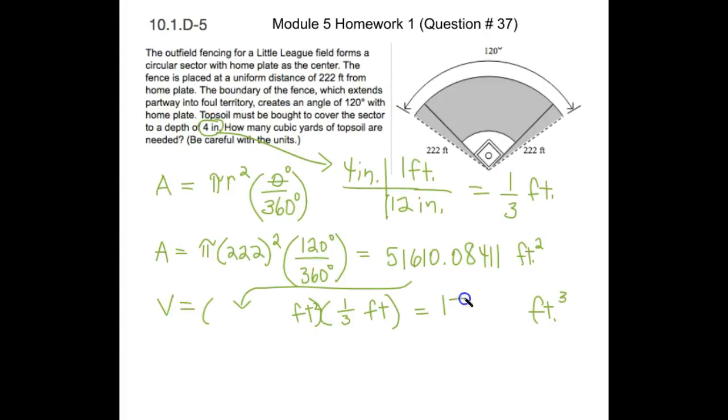And I end up with 17,203.36137, if I can squeeze that in there. And so that's going to be the volume of the topsoil.